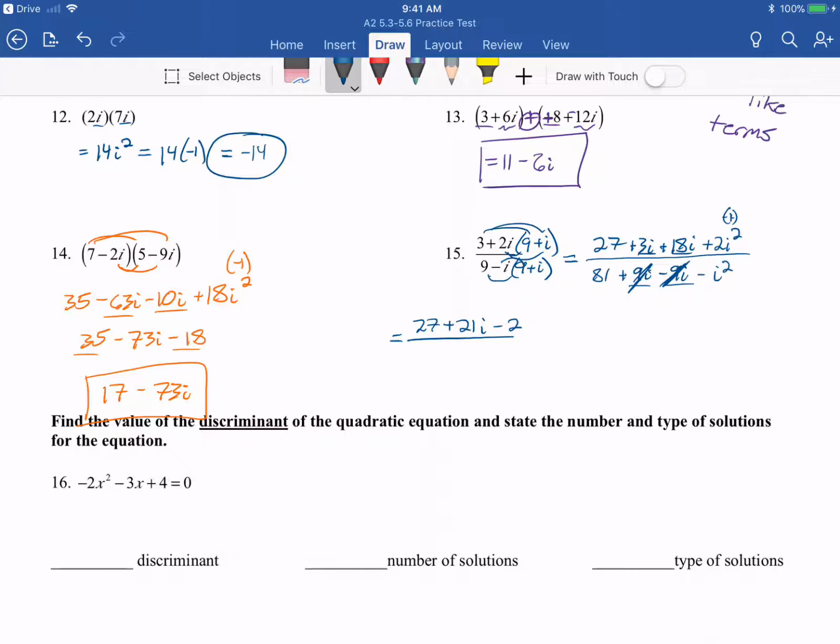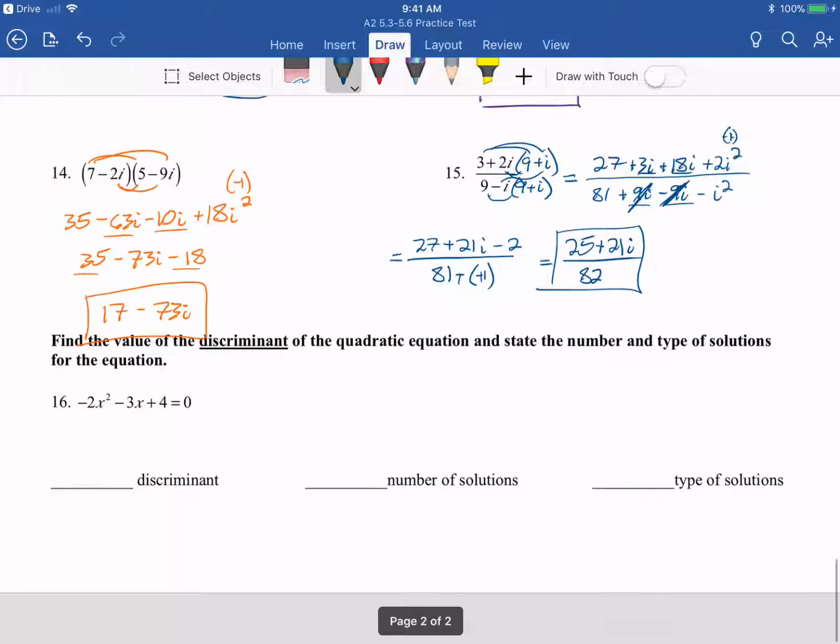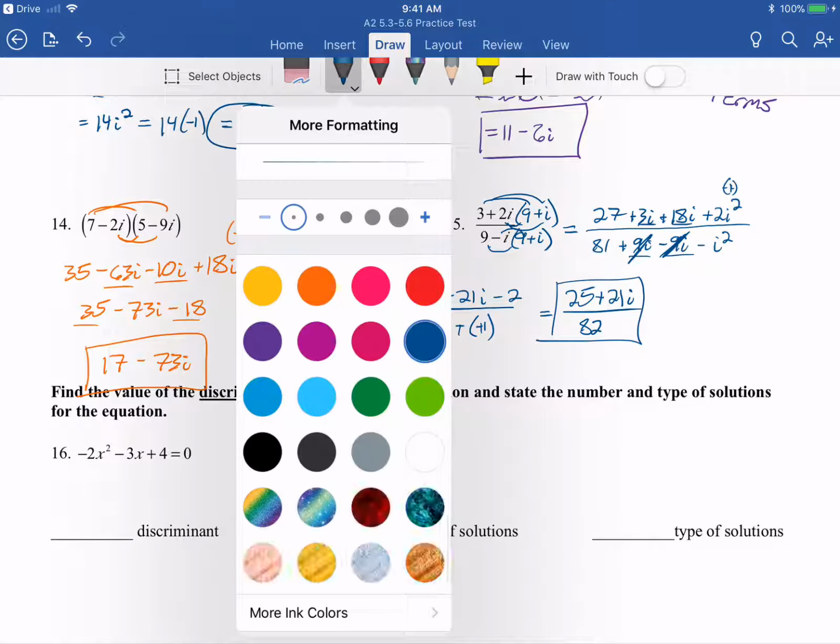As I look here on the bottom, I only have 81 minus, and then i squared is negative 1. So it's going to end up being a plus 1 there. So as I go through and simplify this guy, I have 27 and negative 2 makes 25 plus 21i all over 82. Perfect. So notice here 2 negatives make a positive, and notice that there's no i's in the bottom. We can't have i's in the bottom in our answer.